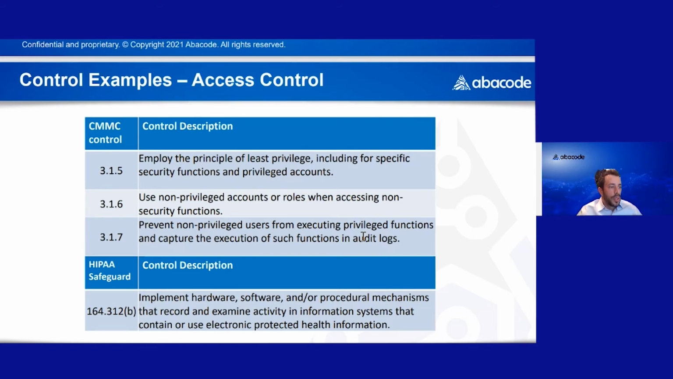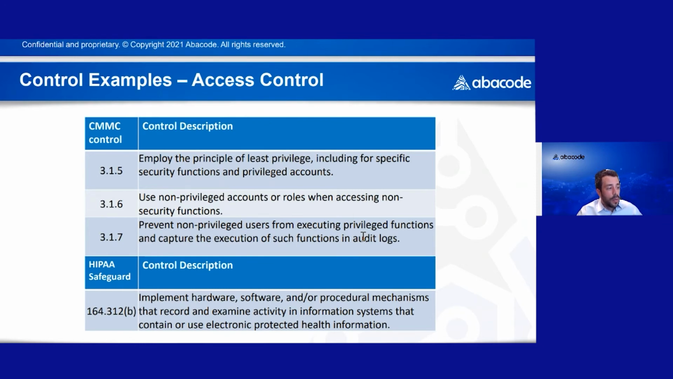So preventing non-privileged users from executing privileged functions and capturing the execution of such functions in audit logs. Here the control is specifically calling out that when an administrator is doing something, you have to log it. Again, you can do this locally on each device, but that means each device now has its own set of logs, and if there is some sort of network-wide incident, you now have to manually correlate those events and try to figure out what happened, and good luck. But with a SIEM in place, you know you're capturing the execution of those functions.